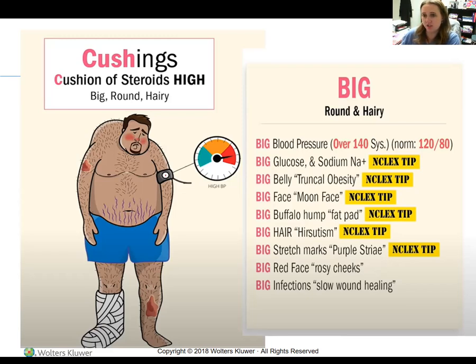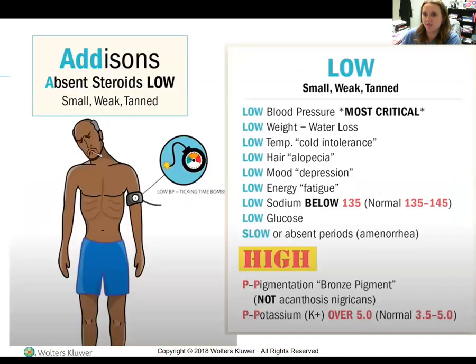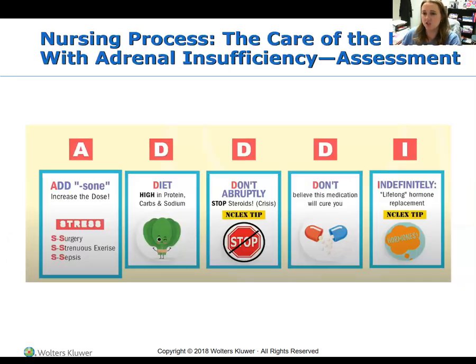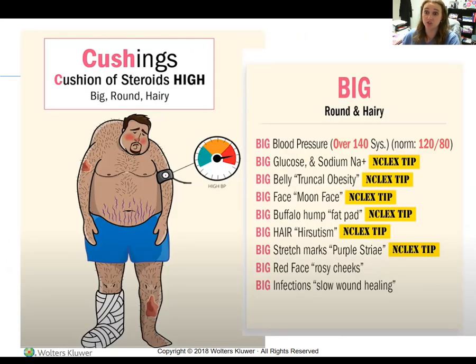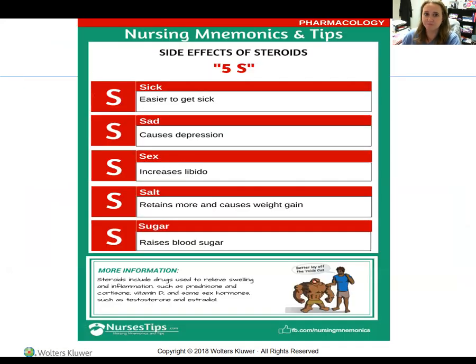So Cushing's, too much cushion of steroids. Addison's, not enough steroids being produced by the body, not enough cortisol, so we need to add some. And Cushing's, we have a cushion of it. We have way too much of it. So those are some memory tricks for you guys there.